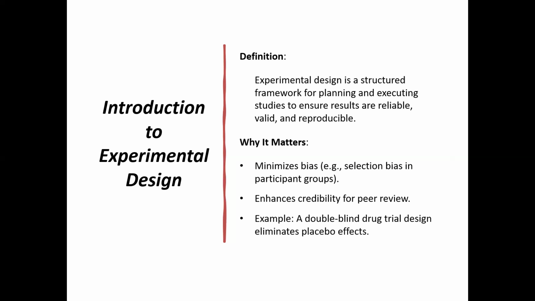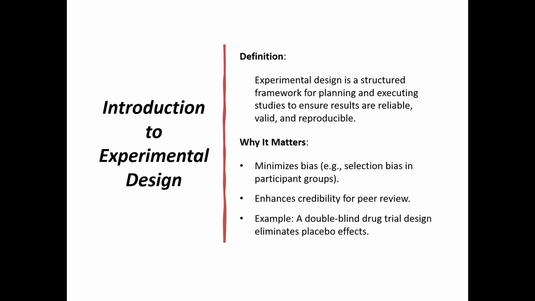And why does it matter? Because it minimizes bias, like selection bias in participant groups. Bias refers to systematic errors or distortion in research findings, and common types of bias include selection bias, information bias, and confounding bias. So there are different types of bias we can discuss. And it also enhances the credibility for peer review.